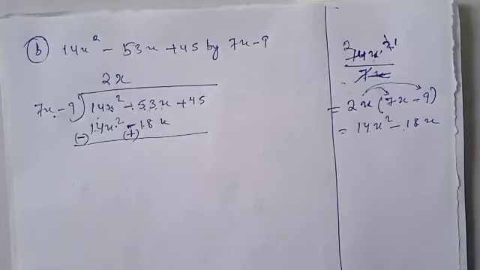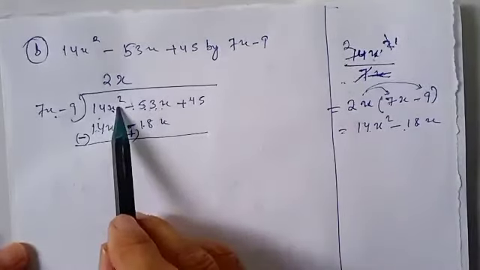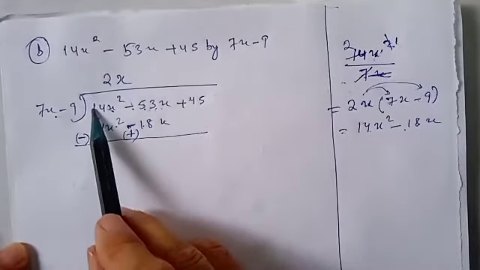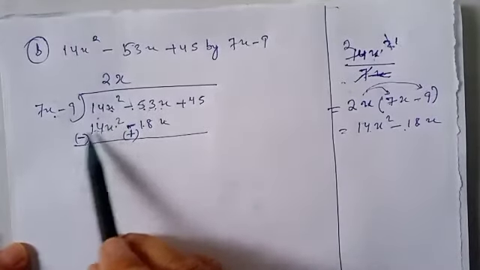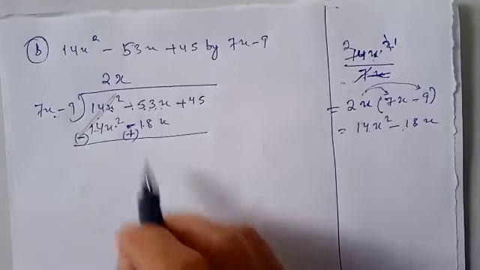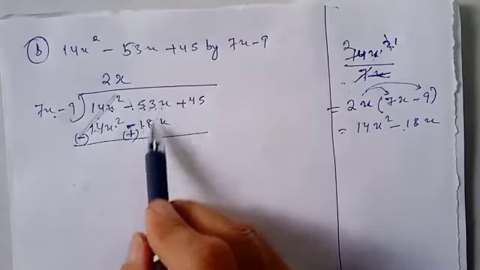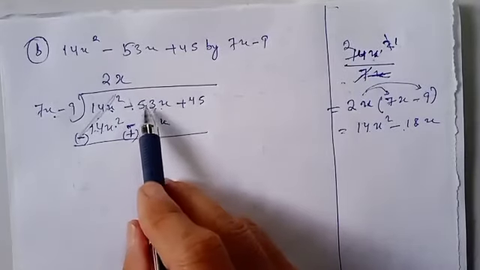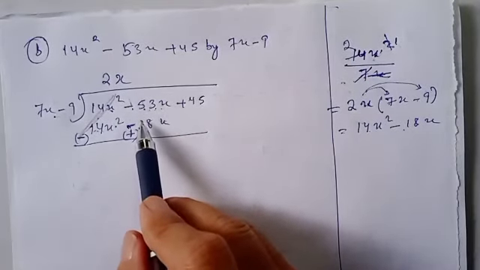Okay, same value of first term we can cancel. Let's check it out. 14x to the power 2, 14x to the power 2, same. 14x squared is plus, 14x squared is minus, so we can cancel these two. What about this one? 53x, 18x. Now the numbers are not the same, we cannot cancel.